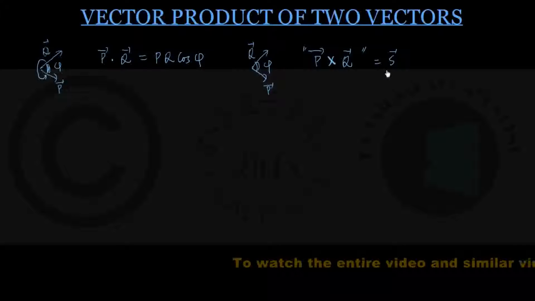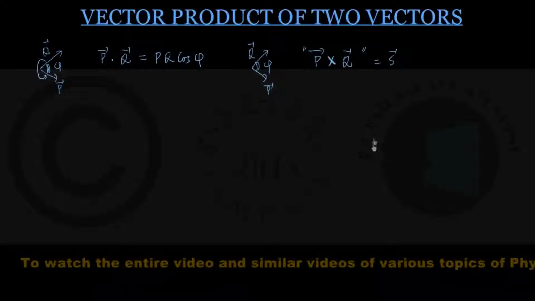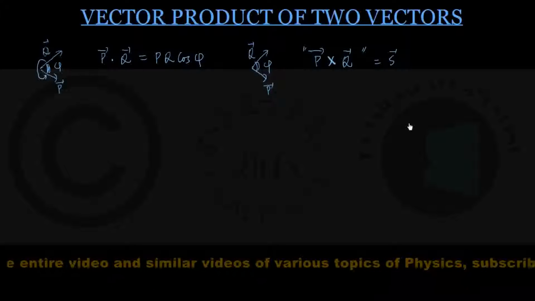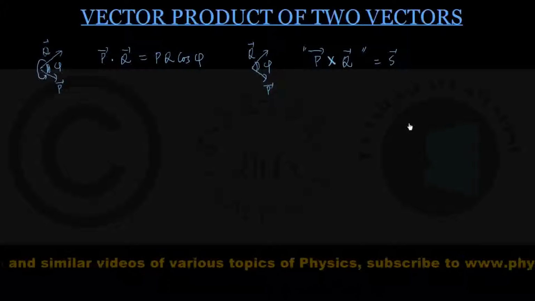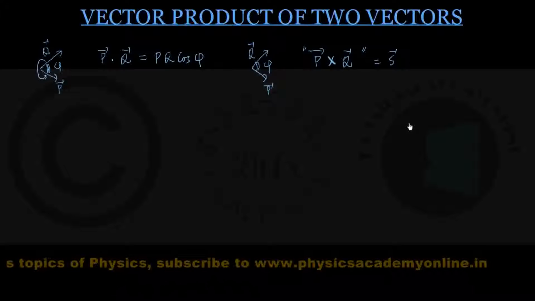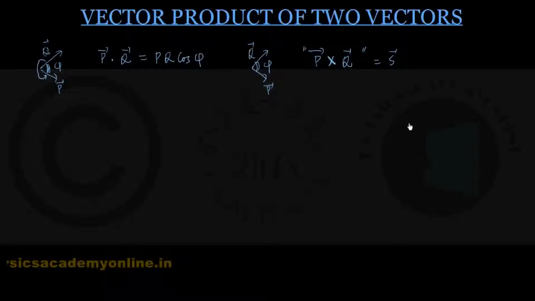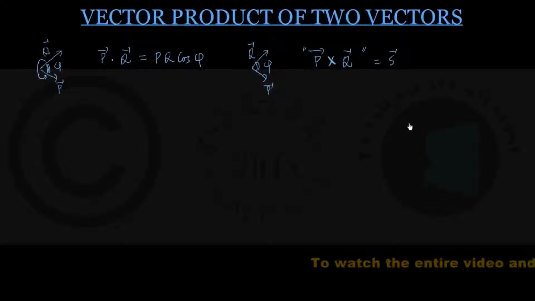Let us now say what vector product is. The vector product of two vectors is a vector quantity whose magnitude is equal to the product of their individual magnitudes and the sine of the smaller angle between them. We shall see everything by figure, but I read the sentence and I think you have followed it. The direction of the vector product is perpendicular to the plane containing the given vectors, and its sense is determined by the right-hand corkscrew rule, to be discussed.